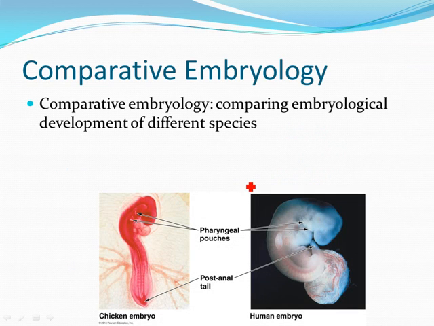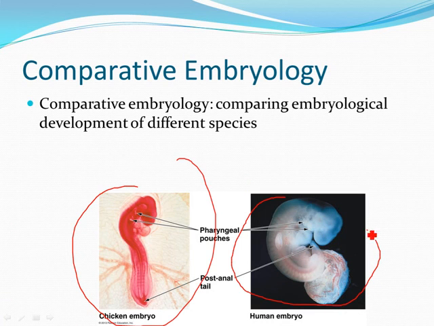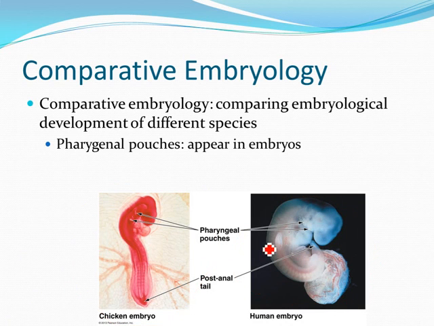Another evidence for evolution is comparative embryology. And like the name implies, you're just comparing the embryological development of different species. As you can notice right now, even a chicken embryo shown here and a human embryo have very similar structures, right? I mean, they look kind of similar.